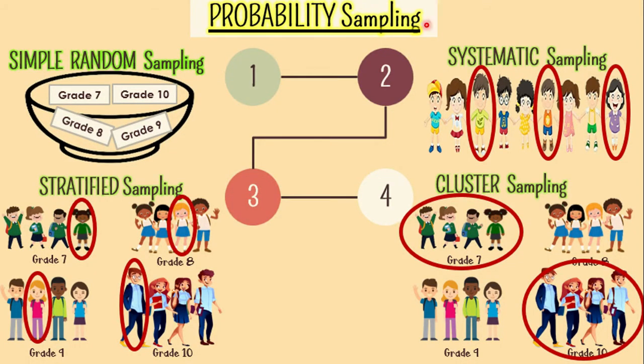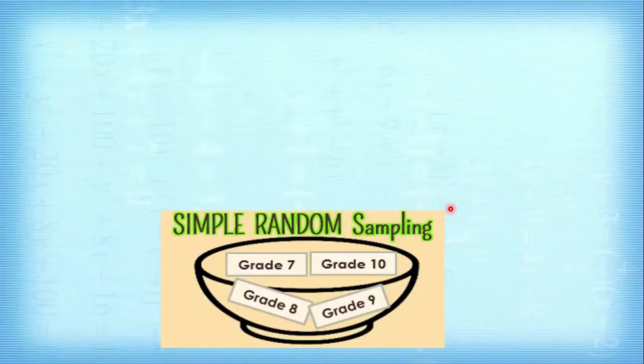First, for probability sampling, we have these illustrations. We have four kinds. First, we have simple random sampling. Second, systematic sampling. Third, stratified sampling. And fourth, cluster sampling. So, let's explain one by one. First is simple random sampling.